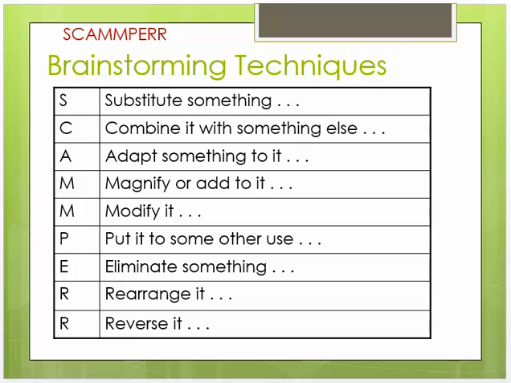This is kind of an off the wall one, but it's called SCAMPER. It's a brainstorming technique. S stands for substitute something. C, combine it with something else. A, adapt something to it. M, magnify it or add to it, or modify it. P stands for put it to some other use. E for eliminate something. R for rearrange it, or R for reverse it.